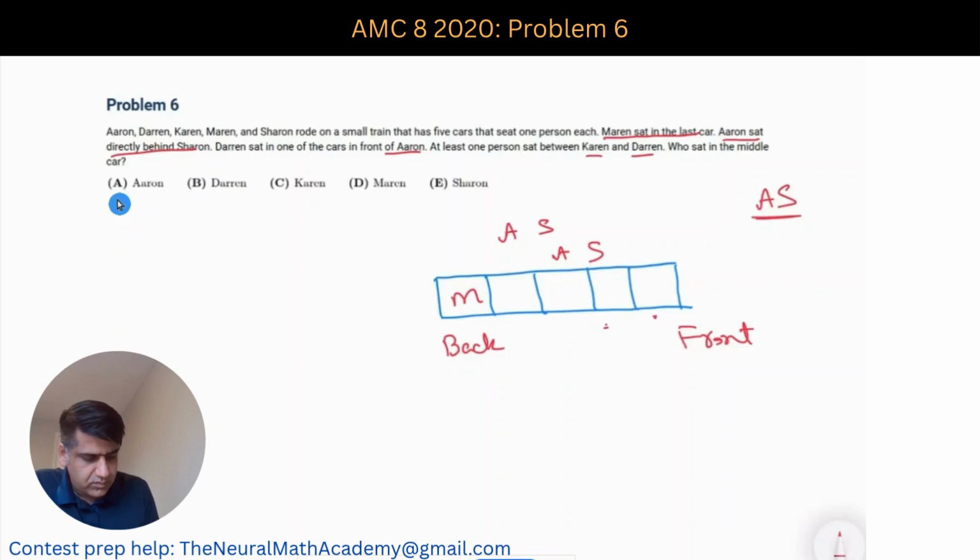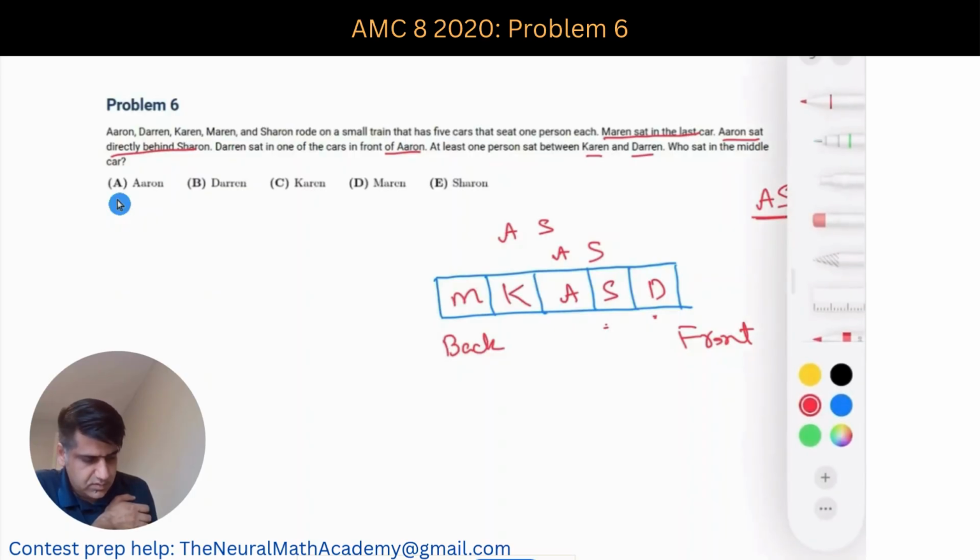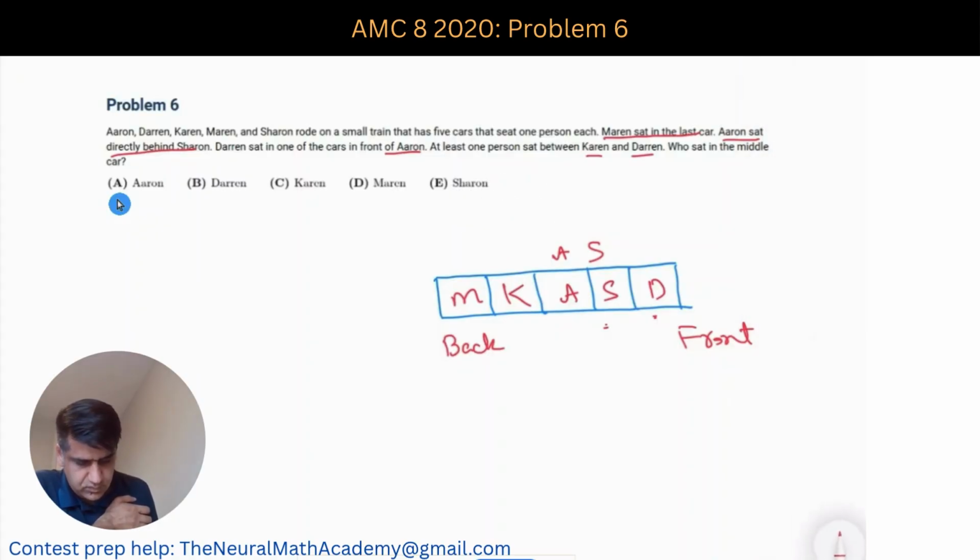So then what we can do in this problem, we have to set now Darren here. That would ensure that he is in front of Aaron, and then we can say Aaron and Sharon here, and then Karin is here. So if we set it up like this, then the answer for this question becomes A. So Aaron is the one who is in the middle car.